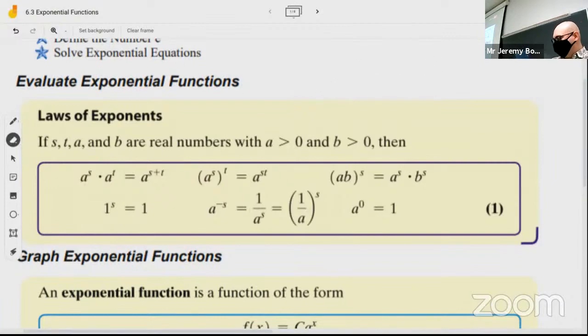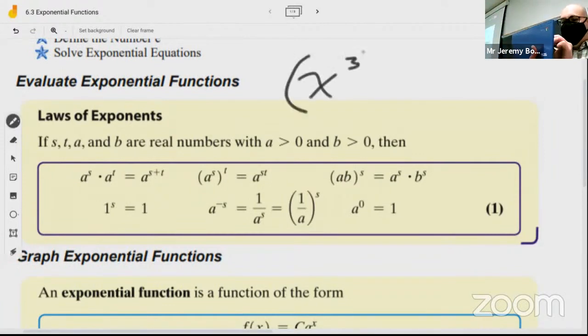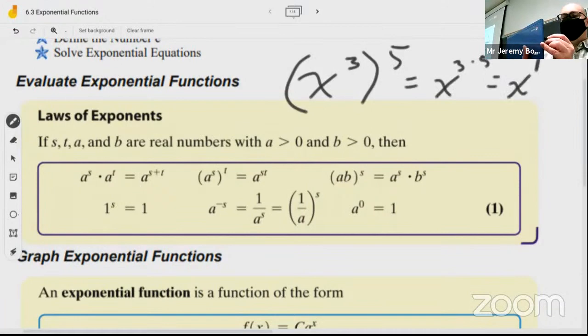Next one is, let's go this way. If you have A raised to the S and then that's raised to the T, you're going to multiply those exponents together. So you're going to have A raised to the S times T. A good example of that is x to the third, that's raised to the fifth, that's going to equal x to the 3 times 5, x raised to the 15.